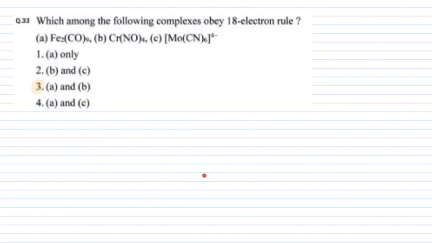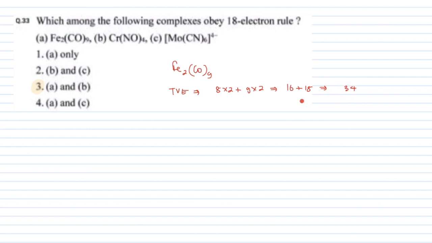Over here it says which among the following complexes obey the 18 electron rule. Now it's pretty simple how you can do it. The first one here you have Fe2(CO)9. If you just calculate the number of electrons, you have to calculate the number of metal bonds. The total valence electrons will be, from iron you will get 8 electrons each, so it will be 8 into 2 plus 9 into 2. So basically you are going to get 16 plus 18, which gives you around 34, right?